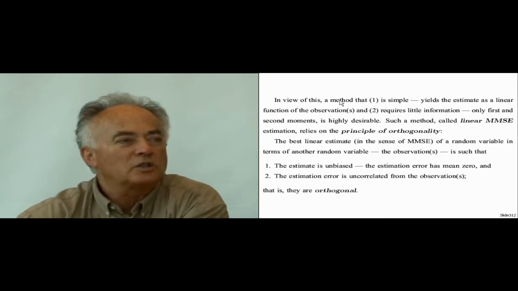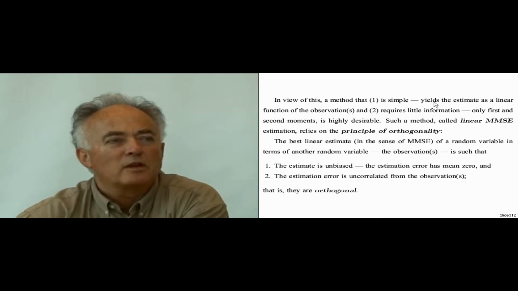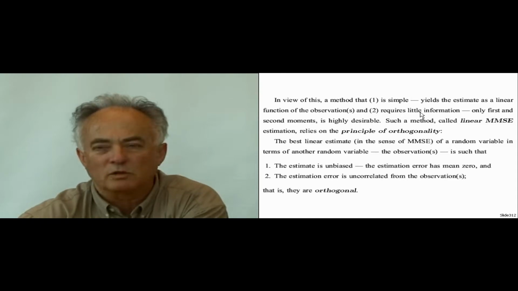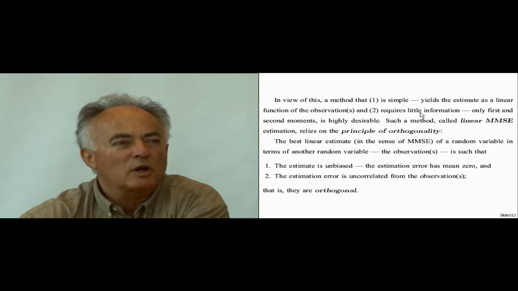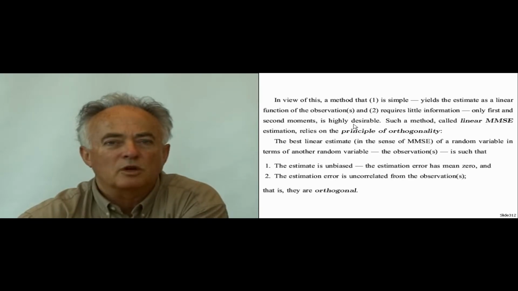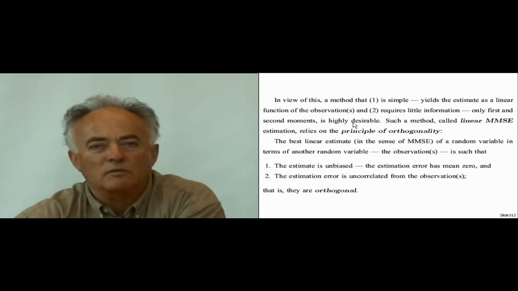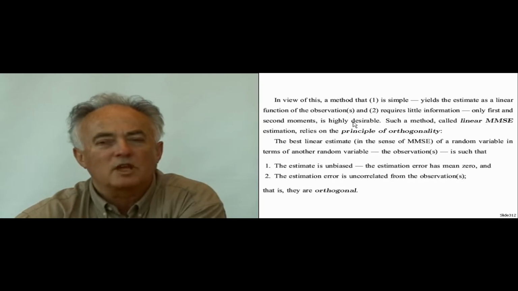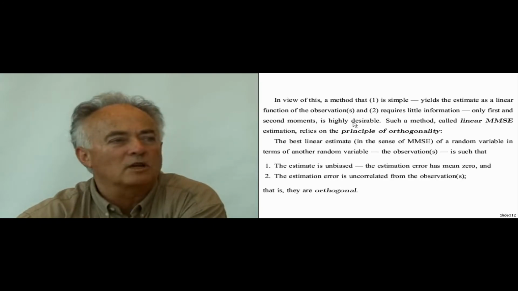Therefore, we are interested in a method which is simple, namely yields the estimate as a linear function of the observation or observations and requires little information. With how little can we get away? It turns out we can get away with the first and second moments, which is somewhat similar to what the result in the Gaussian case turned out to be, because obviously a Gaussian density is defined in full by first and second moments. So we assume things are not Gaussian, but we have the same first and second moments, and let's see how we can obtain the result.